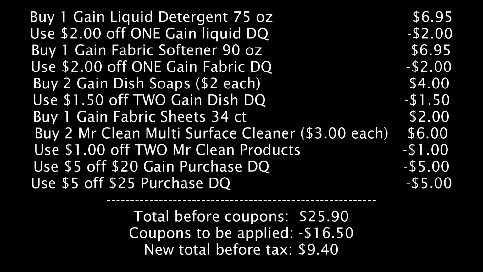The cashier is going to scan all of your items. Your total is going to come to $25.90. You're going to enter your number at the keypad. $16.50 worth of digital coupons will come off, making your new total before tax $9.40.